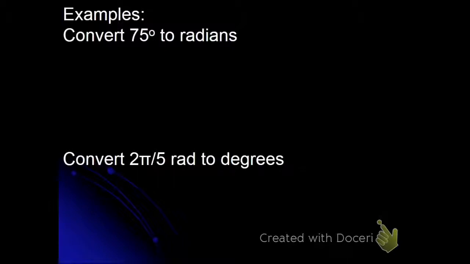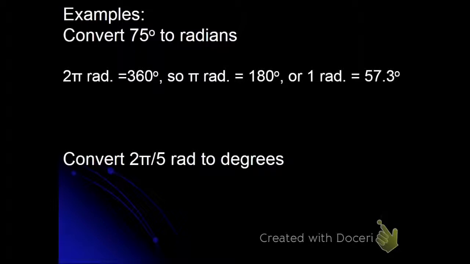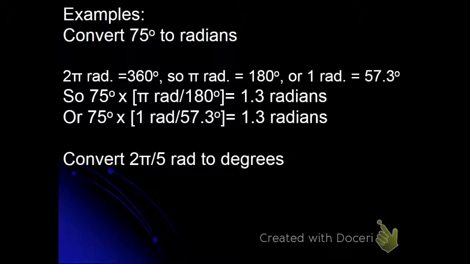So using these definitions, we can actually do some conversions. We can convert 75 degrees to radians. We know that 2 pi radians is 1 revolution, that's 360 degrees. So pi radians is half of that, that's 180 degrees, and that 1 radian is 57.3 degrees. So we can use that information to convert. We can do 75 times pi radians over 180 to get 1.3 radians, or another way to write that would be 75 degrees divided by 57.3 degrees per radian. Either way, you're going to get the same answer. It's a couple different ways to write it.